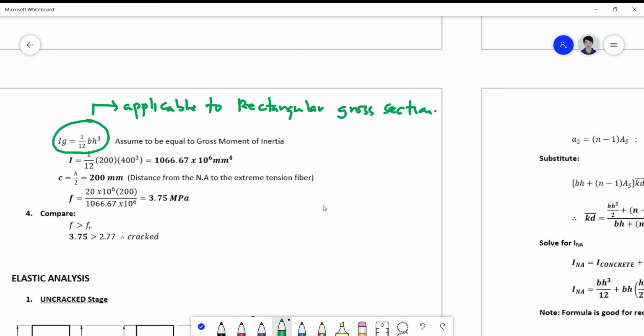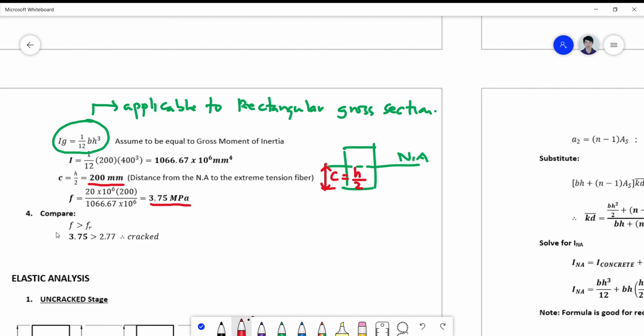and your C is simply the distance of your neutral axis to the extreme fiber, which is in tension. So your tension fiber is at the bottom, so this is your C equals simply H over 2. Okay, so H is 400, and you divide it by 2, you get 200 millimeter. So F now becomes 20 times 10 to the 6 is the moment, times the distance C, divided by the moment of inertia, you get now 3.75 megapascal.